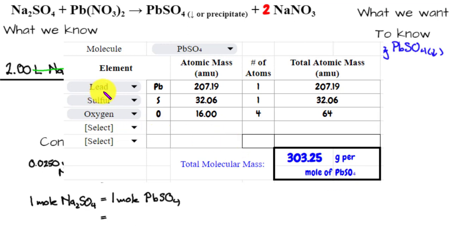And I did that by taking the atomic mass of lead, and there's only 1 atom, gives me this much. The atomic mass of sulfur, there's only 1 atom, gives me this much. And the atomic mass of oxygen, but there's 4 atoms, gives me this much. When I add them all up, I get the total molecular mass of 303.25. So I'm going to write this right here, 303.25 grams of PbSO4 is the same thing as 1 mole of PbSO4.